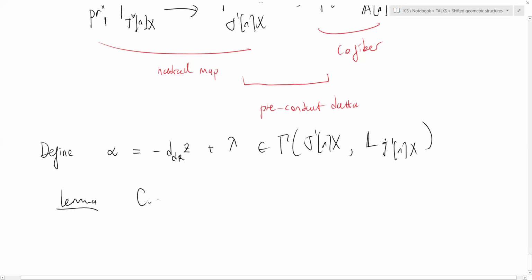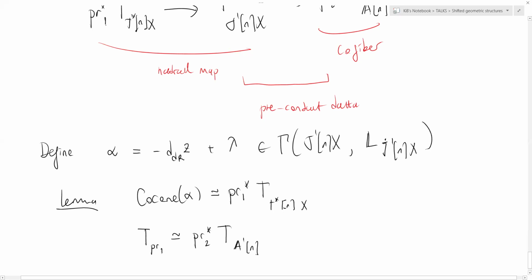tells you that if you look at the cocone of alpha, it turns out to be this thing, the pullback of the tangent complex over the cotangent stack. So it's a little bit confusing, maybe, but something like this. And if you consider the relative tangent complex, the fibers, the vertical ones, it turns out to be the pullback under the projection of the tangent complex of this shifted affine line. Okay, so therefore this component is a vertical component, and this is a horizontal component.